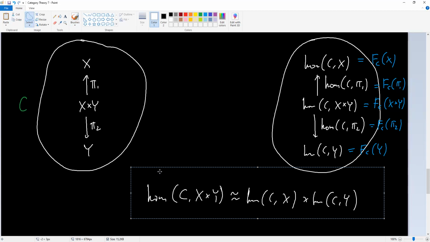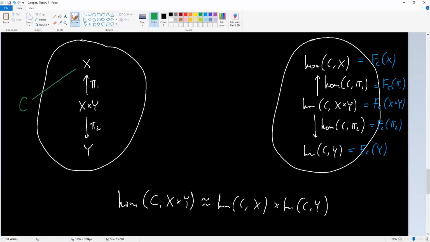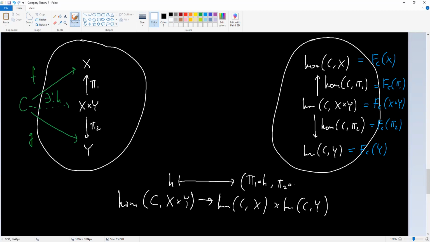The universal property, we did explain that the universal property, that for every f and g there is a unique h, is equivalent to having a bijection here. It's not an arbitrary bijection. It's the kind of bijection that in this direction assigns to h the pair pi1 composed with h and pi2 composed with h.